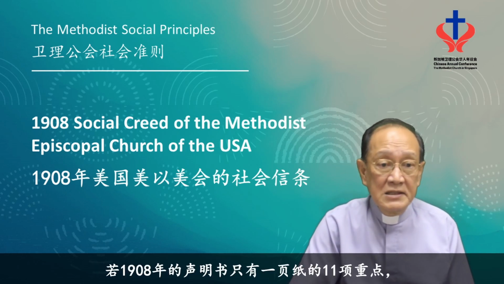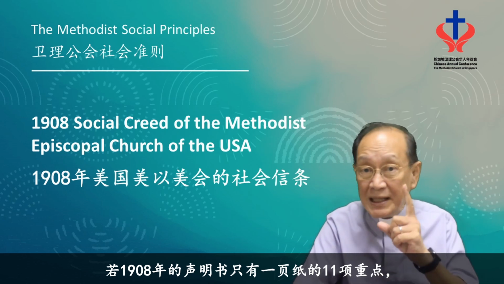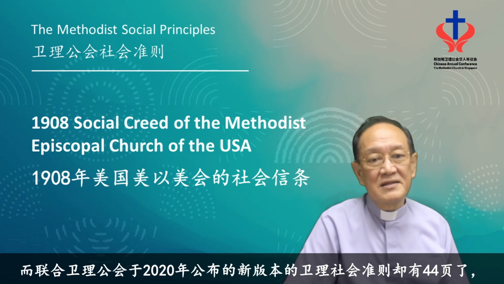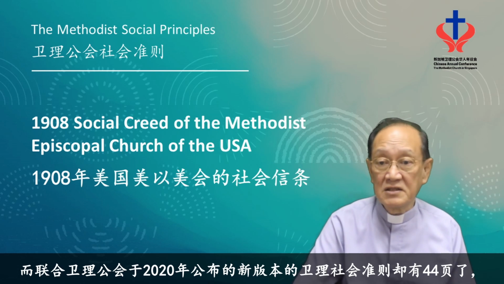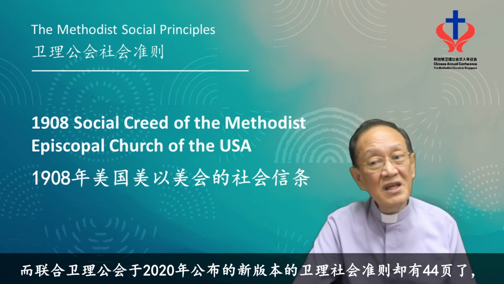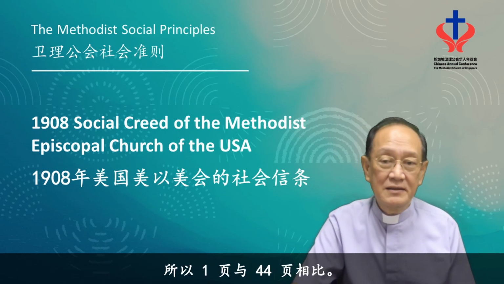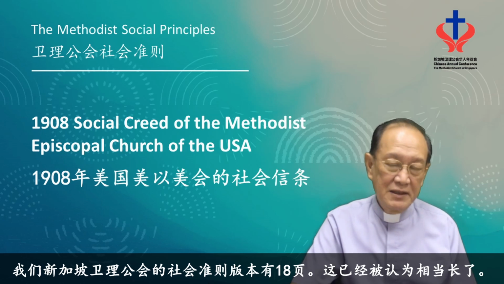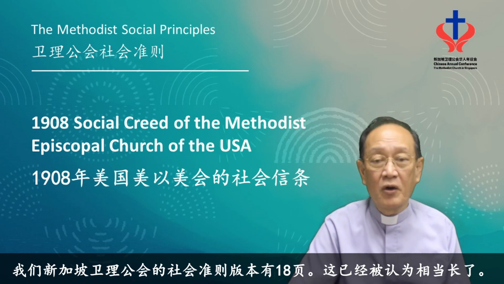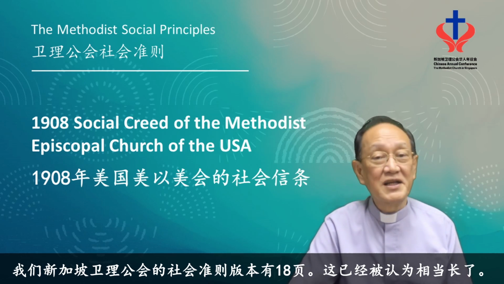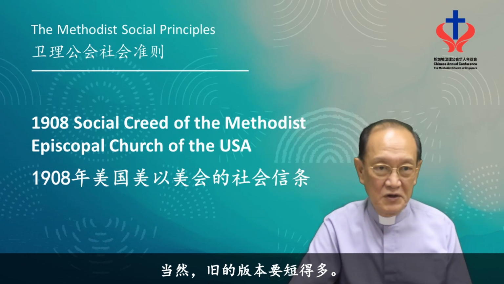So if the 1908 statement has only 11 points, which was printed in just one page, the United Methodist Church released a new 2020 edition of the Methodist Social Principles, which has 44 pages. So one page compared with 44 pages. Our own, meaning the Methodist Social Principles of the Methodist Church in Singapore, has 18 pages. This is already considered quite long. But then the previous version was much shorter, of course.